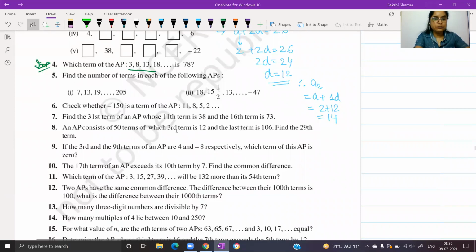Question number 5, important type: find the number of terms in each of the following arithmetic progressions. This will also be required in certain questions in the next exercise where you want to find out the sum of the terms of the arithmetic progression. So if you are given this finite arithmetic progression, you have to tell how many terms there are.